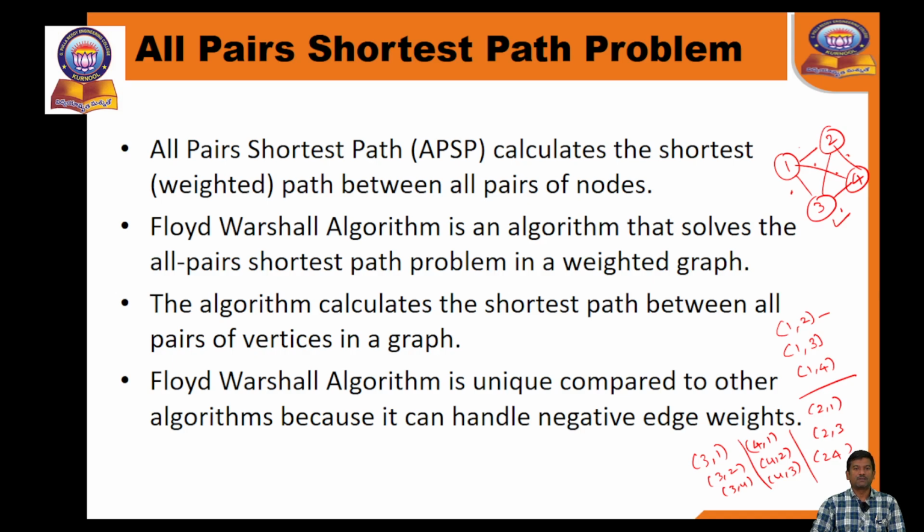Within the all pairs shortest path problem, we'll be discussing the Floyd-Warshall algorithm, which is used to solve the all pairs shortest path problem for a given weighted directed graph. The algorithm calculates the shortest path between all pairs of vertices in the given graph. And it is unique because it can also handle graphs which contain negative edge weights.